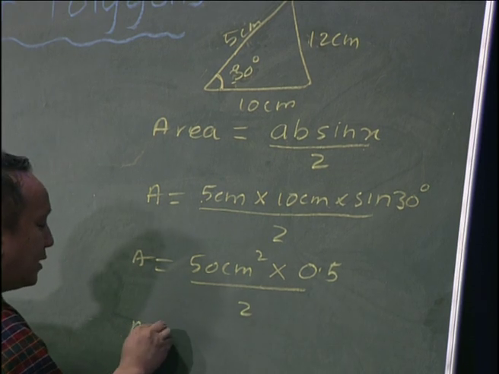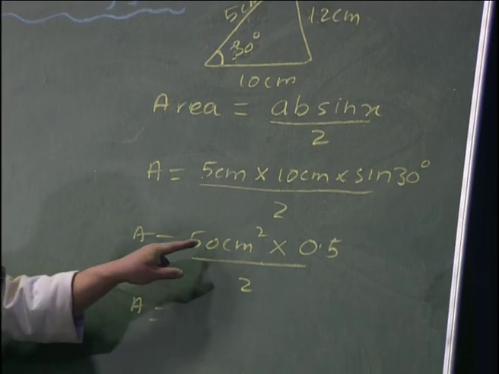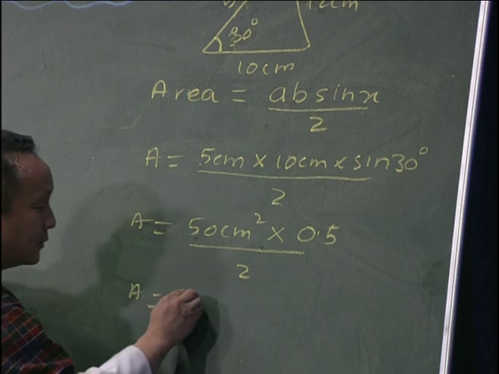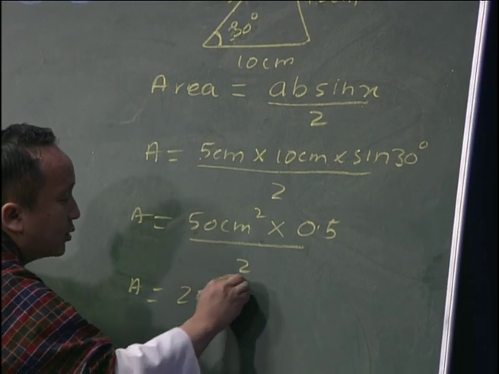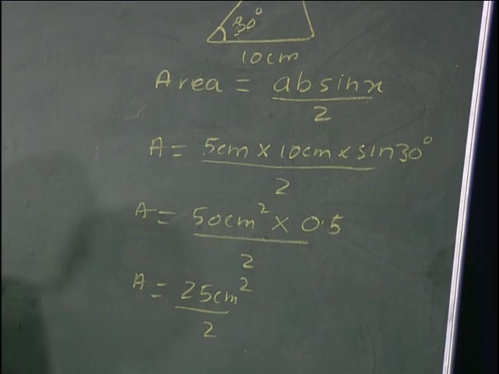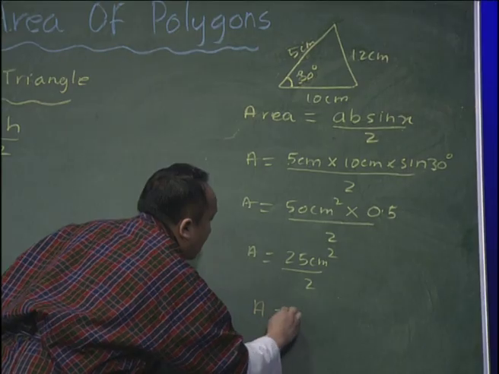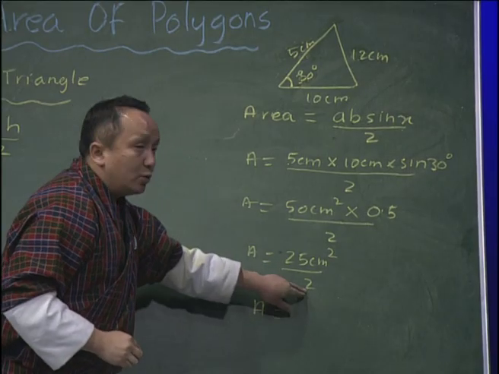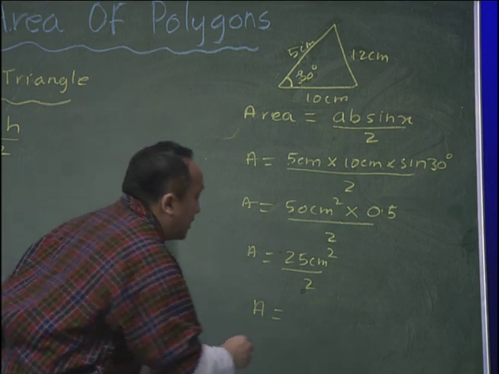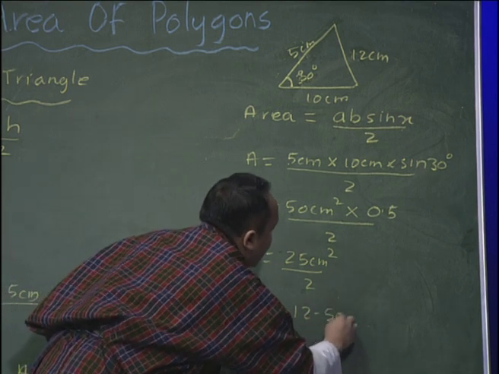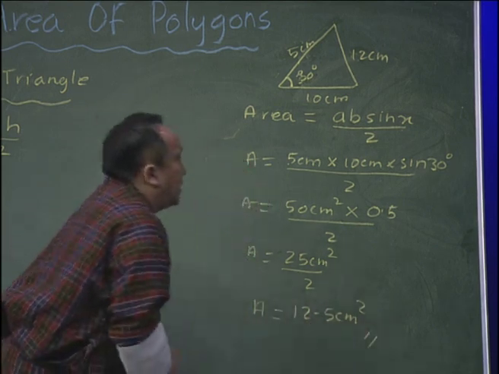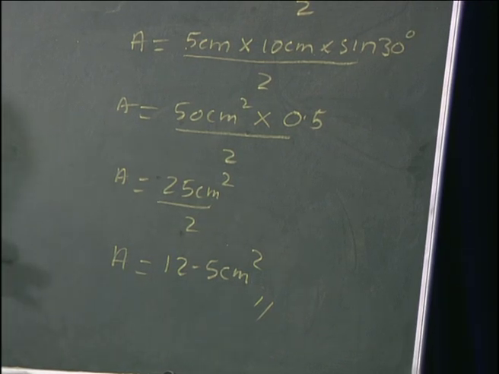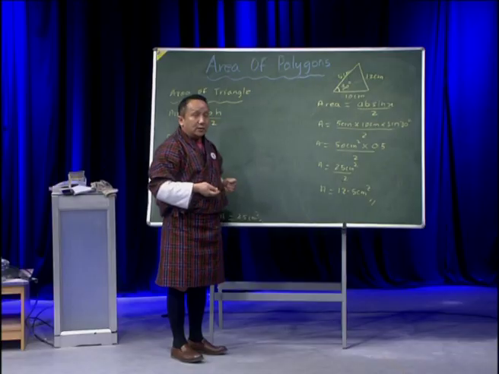So therefore area is equal to, simplify the numerator. 50 times 0.5 gives us 25 centimeters square divided by 2. So therefore the area is 25 divided by 2, which gives us 12.5 centimeters square, and that's how we determine the area of the triangle when the height of the triangle is not provided.